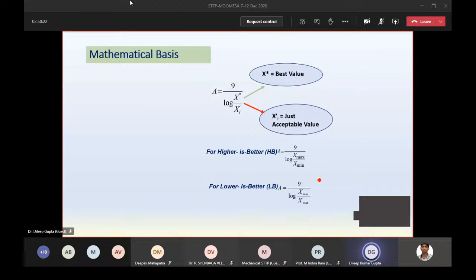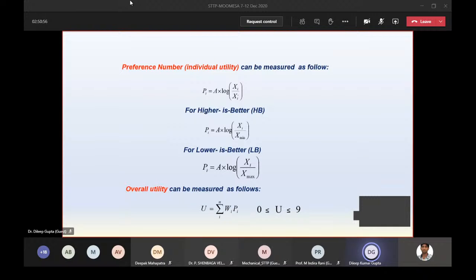So these two are the important equations over here, where the selection of the best value and just acceptable value is important. So here you have to carefully select which is just acceptable and which is the best. You have to select this condition properly, then you will get the value of A for each case, each criteria, right? So corresponding to these values, we will calculate A. Once you have the value of A, then you will find out the individual utility, that is also known as the preference or individual utility.